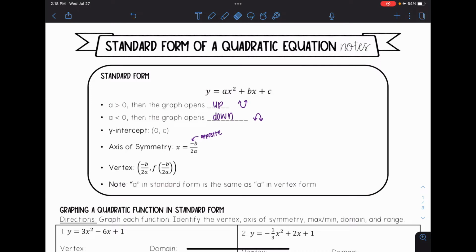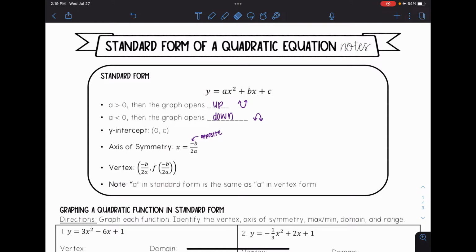And then we can also find our vertex from standard form. My x value is the same thing as the axis of symmetry, just like we learned about last time. And the y-coordinate of our vertex is going to be the value when we plug our x value back into the equation.